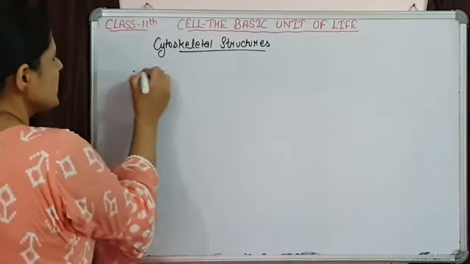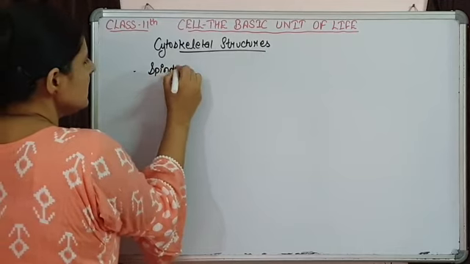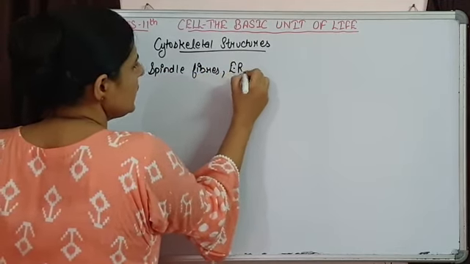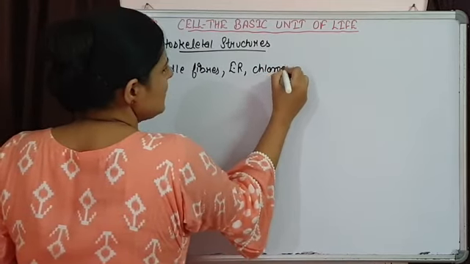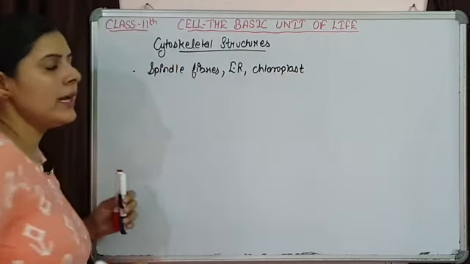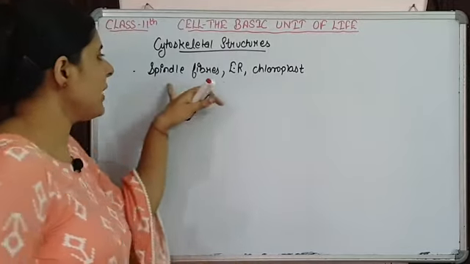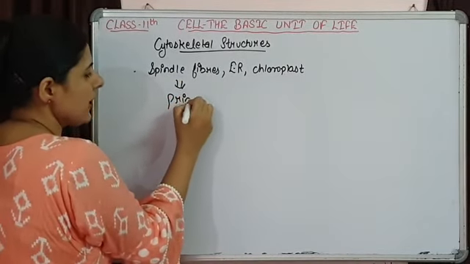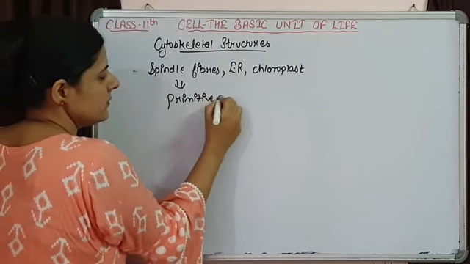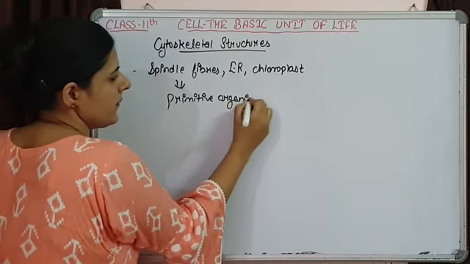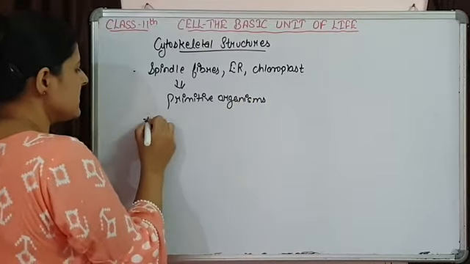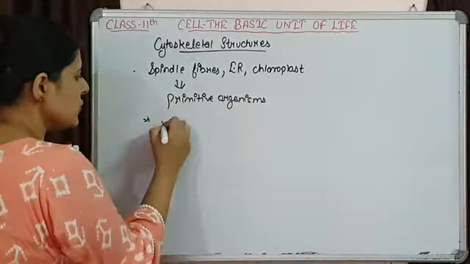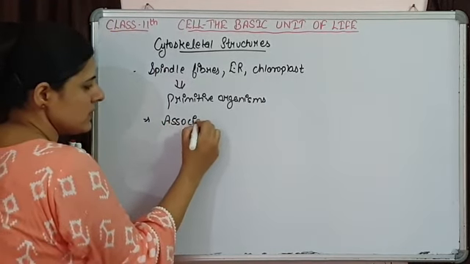So these are associated with spindle fibers, endoplasmic reticulum, chloroplast, and in some of the primitive organisms, it is also believed that these microfilaments are giving rise to spindle fibers in primitive organisms. These filaments associate together and form bundles.